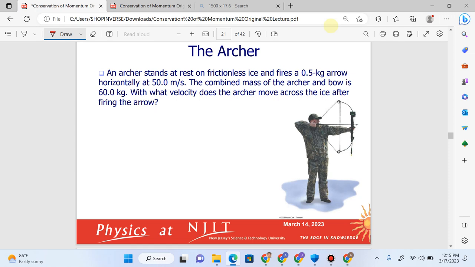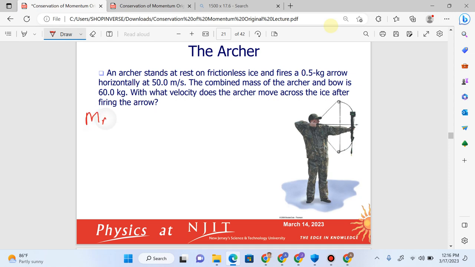The archer. What happens to the archer? An archer stands at rest on frictionless ice and fires a 0.5 kilogram arrow horizontally at 50 meters per second. The combined mass of archer and bow is 60 kilograms. With what velocity does the archer move across the ice after firing the arrow?